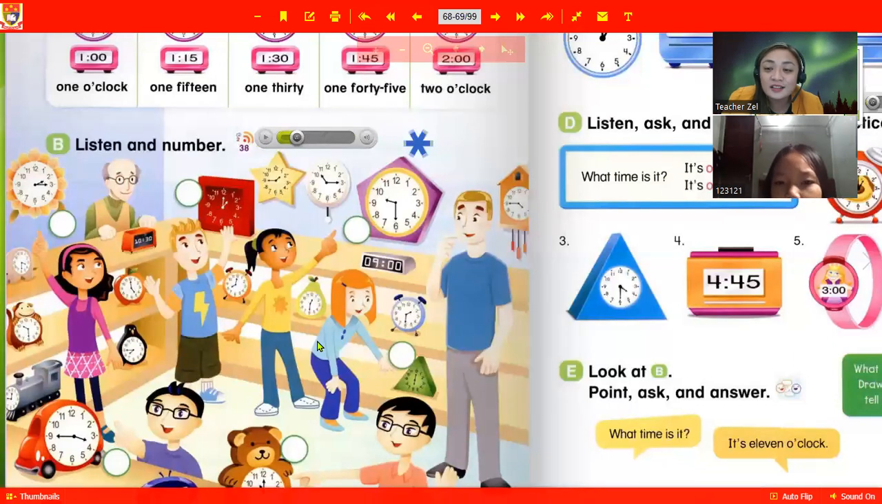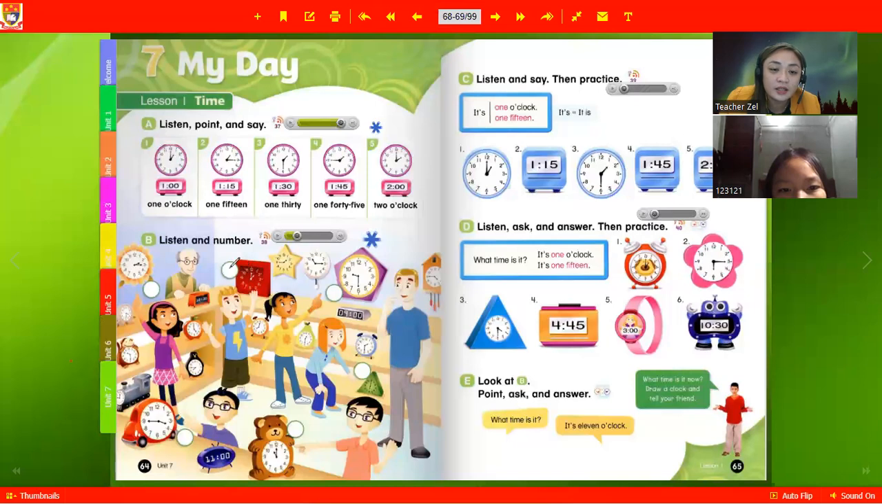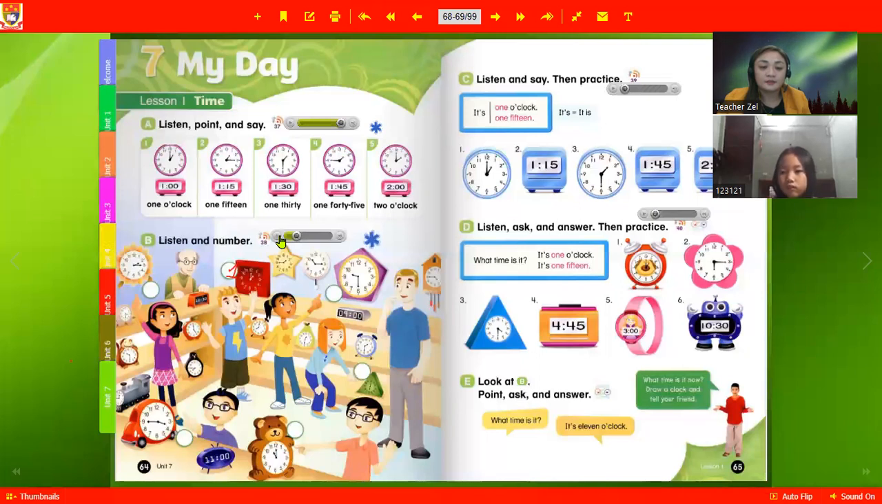So which clock? This clock, the triangle clock. The red clock. Okay, so this one is the red clock. Yes, the red clock. Okay, what time is that? That is the red clock, and it is 1 o'clock. Yes. Next. Good.